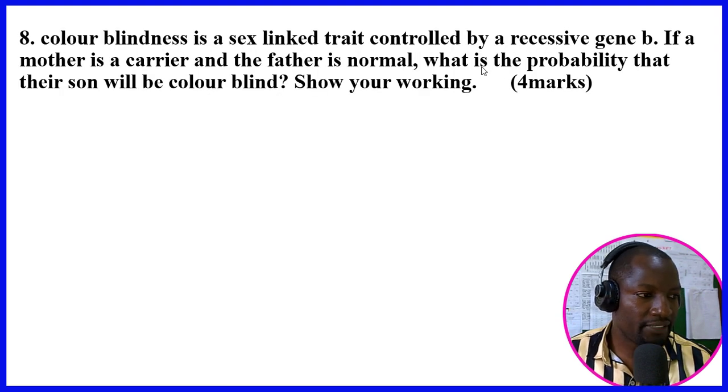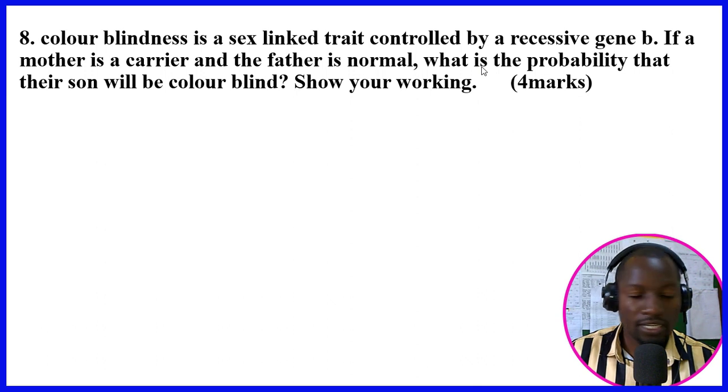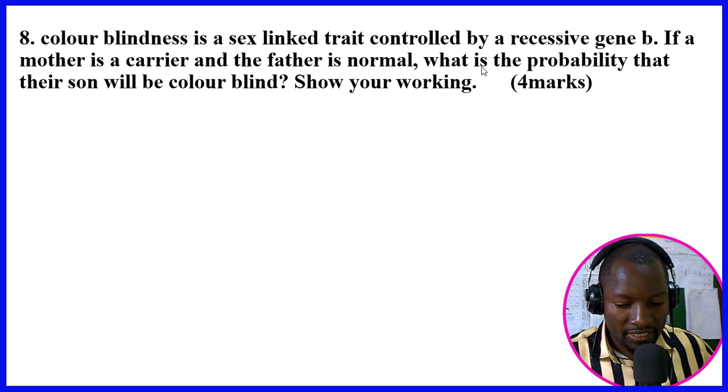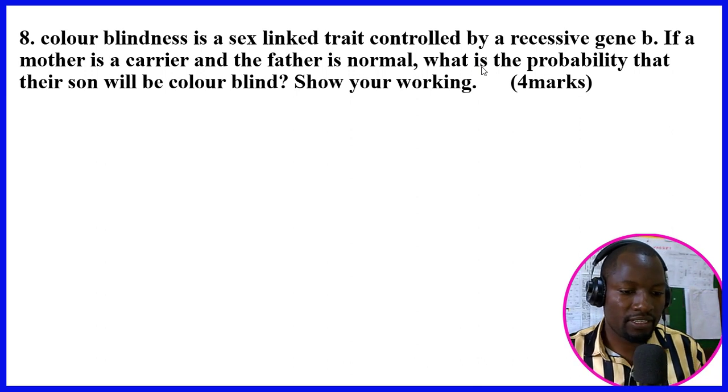Question number 8. Color blindness is a sex-linked trait controlled by a recessive gene B. If a mother is a carrier and the father is normal, what is the probability that their son will be colorblind? Show your working. Let me show my working a little bit here.